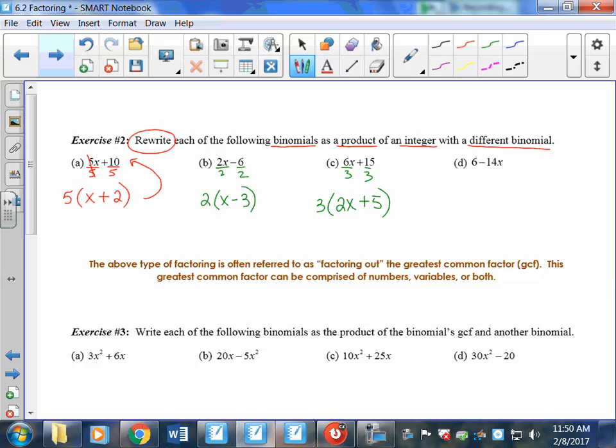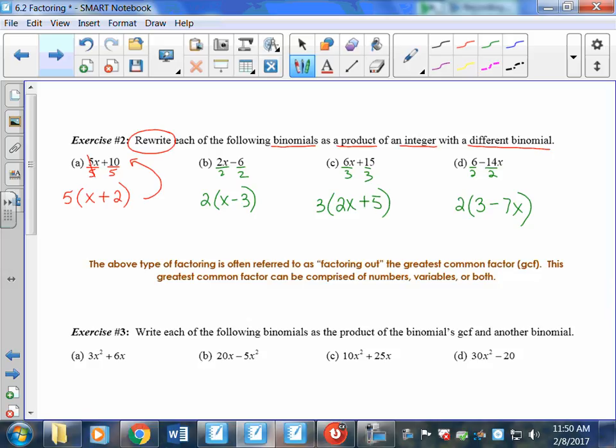And the same thing goes for D, where we have 6 and 14, and 2 goes in, but is there any number larger than that? 2, 4, no, 2 is the only one that's going to work. So let's take a 2 out. So divide each of these by 2, and we get 3 minus 7x. It's in a different format than the other binomials that we did, but it's still 2 is a factor of 6 minus 14x, and so is the 3 minus 7x.